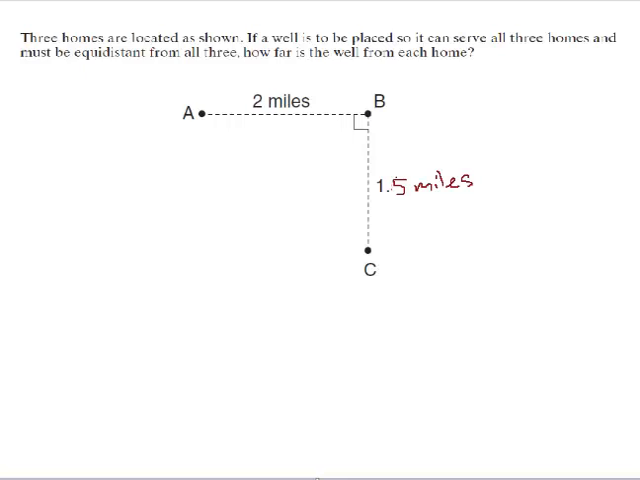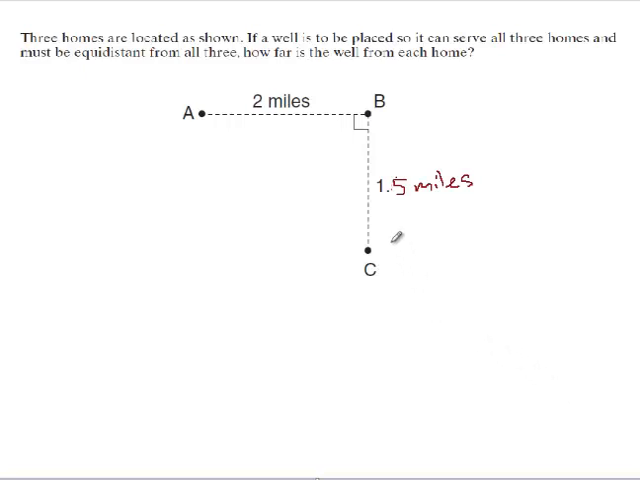Here's another great one, a hard one, but a really interesting one. Here we know 3 homes are located as shown. A well has to be placed somewhere in the middle so that it has to be equidistant from all 3. It has to be the same distance from all 3. Now, the only way to get something where all 3 are the same, you have to establish a circle so that all the 3 points are on the circle.